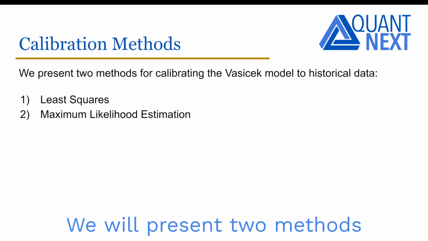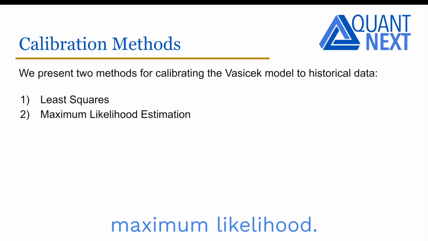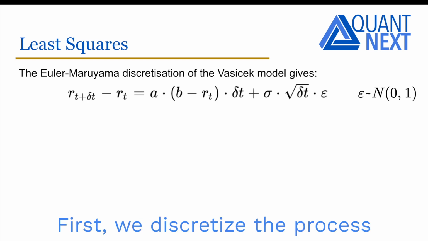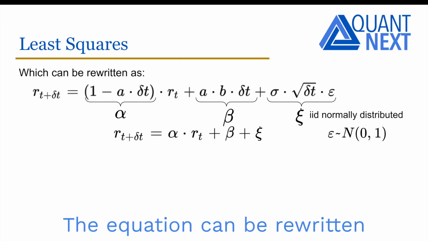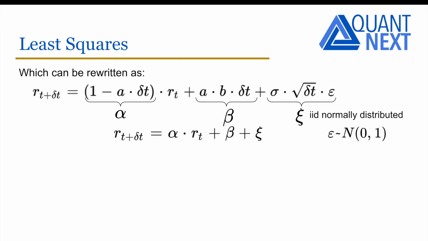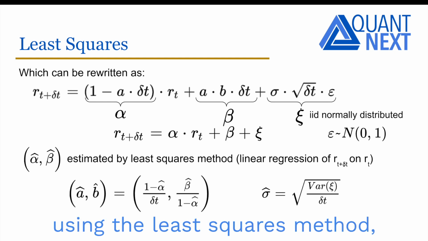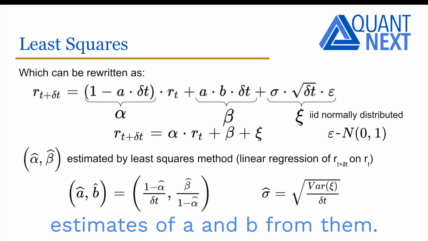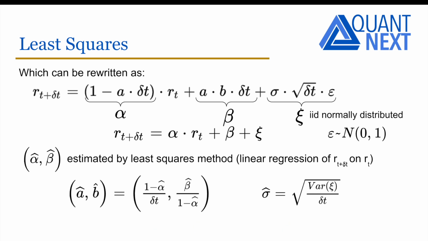We will present two methods for estimating the parameters, least squares and maximum likelihood. Let's start with the least squares estimation. First, we discretize the process using the Euler-Maruyama discretization. The equation can be rewritten as following. Alpha and beta can be estimated using the least squares method, and we can then derive estimates of A and B from them. Sigma is estimated from the variance of the residual xi.